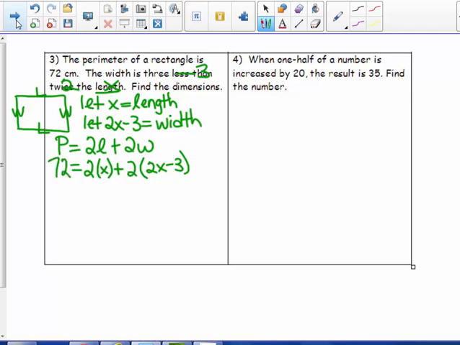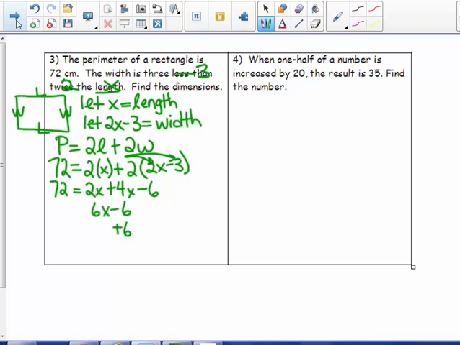So I plug that in. So now everything's been replaced in my formula. I've got distributive here. 2 times x, 2x. 2 times 2x, 4x. 2 times negative 3, negative 6. 72 equals 2x plus 4x minus 6. Like terms together, I have 6x minus 6.